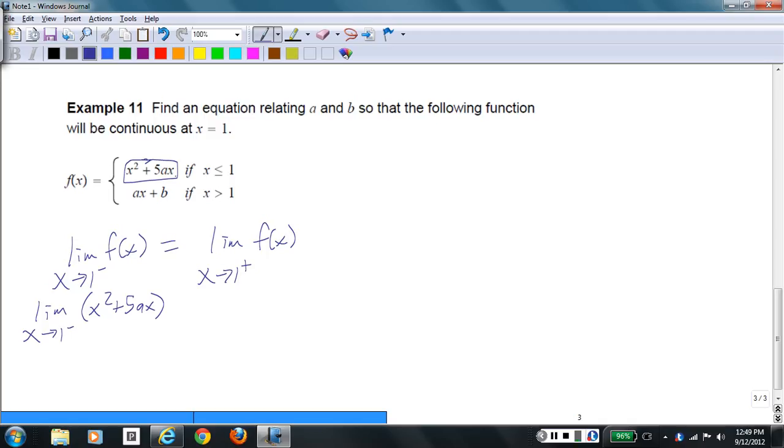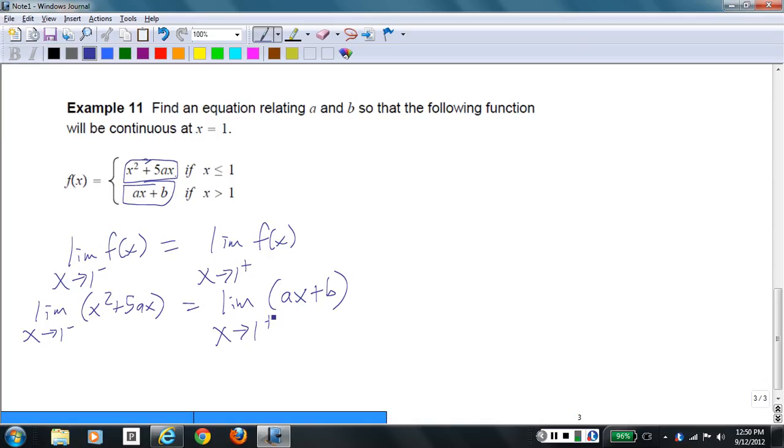Now, if we didn't specify that x approaches 1 from the left, I wouldn't be able to indicate it's that quadratic expression. I just wouldn't know. If x is a little more than 1, we would use that expression because that defines the function if x is greater than 1. So this would be the limit of the expression ax plus b as x approaches 1 from the right.